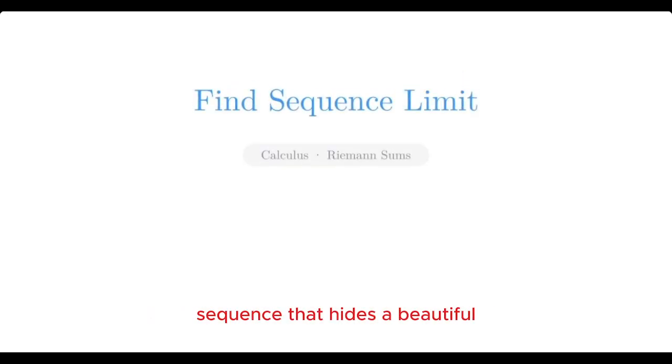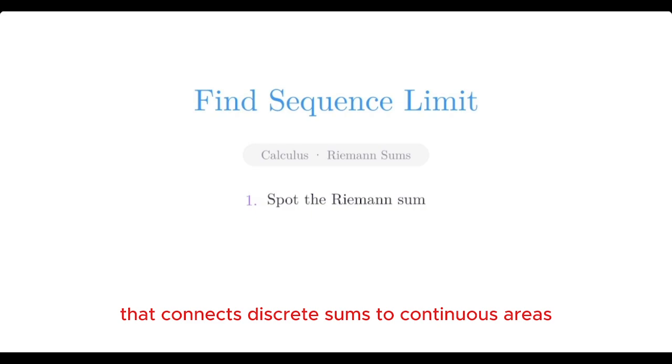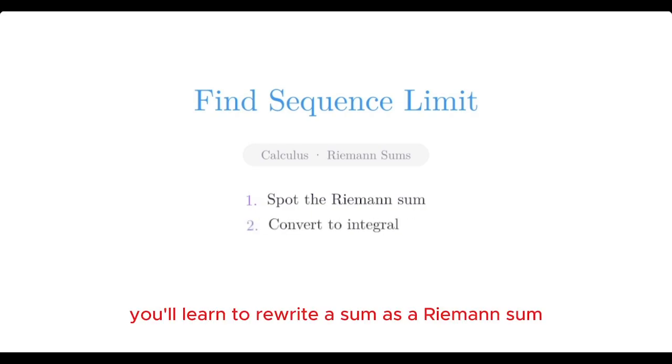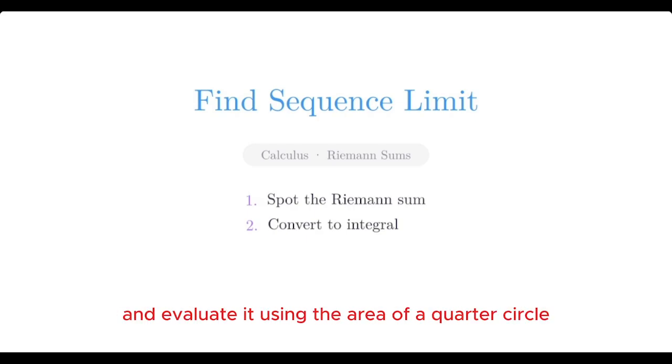sequence that hides a beautiful geometric meaning. Recognizing Riemann sums is a key skill in calculus that connects discrete sums to continuous areas under curves. You'll learn to rewrite a sum as a Riemann sum, convert it into an integral, and evaluate it using the area of a quarter circle.